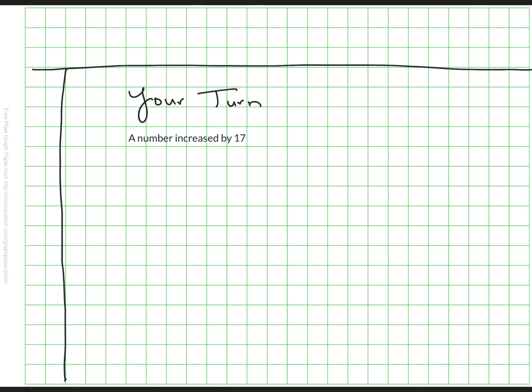For your turn, I would just like you to write a quick expression that would match the situation of a number increased by 17. So use your list to help you realize which operation that is and think about how you might write that. And remember, the essential question for the video was, what words do we use to describe the different operations in algebra? And so of course this is a starting point. We will be using lots of words, but it's important we have these standard words to get us started.